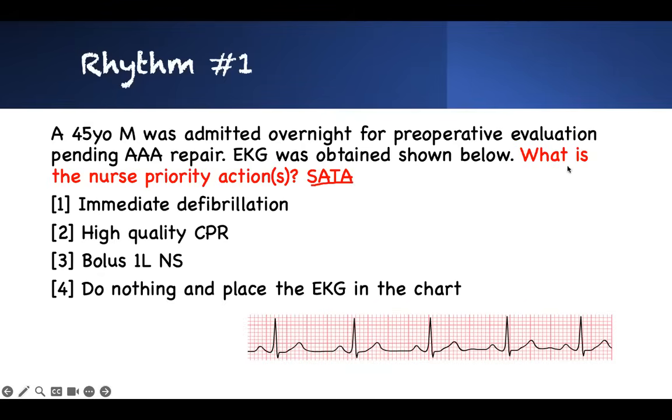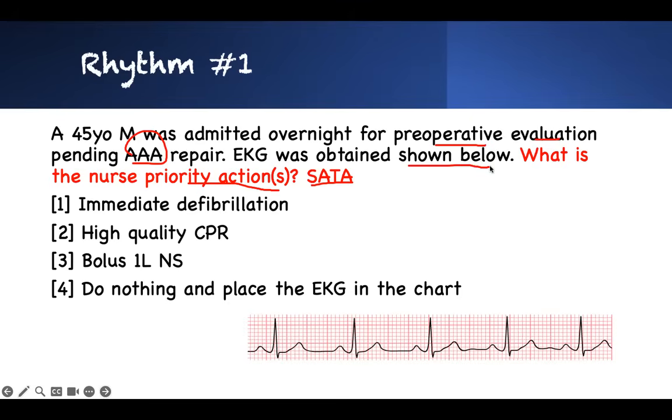Backward. What is the next priority action or actions? So you tell yourself the next has to do something, an action, either one or two actions, and it has to be a priority. A 45-year-old man was admitted overnight for pre-operative evaluation pending abdominal aortic aneurysm repair. So they admitted the patient. EKG was obtained and shown below, right?